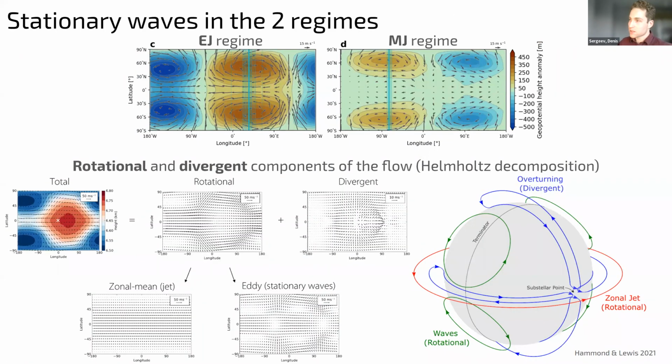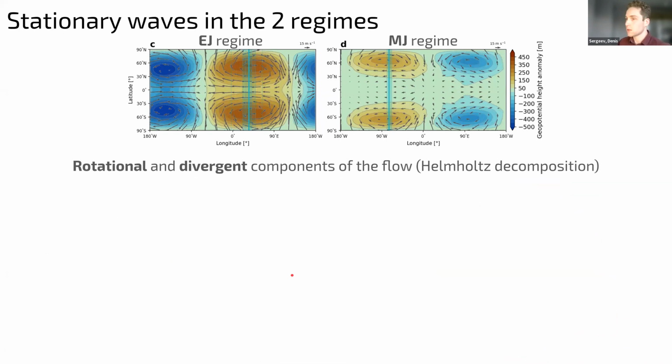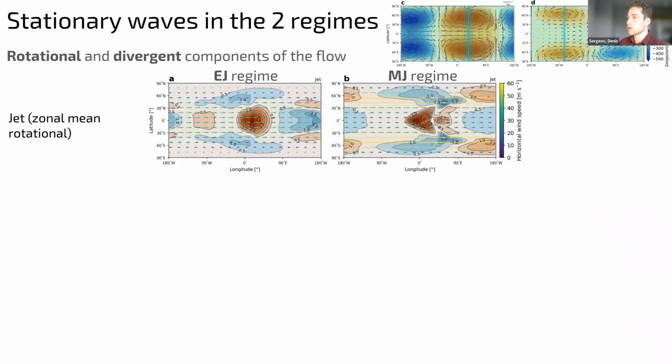Another way to look at these stationary wave fields is to look at rotational and divergent components of the flow, which can be obtained by Helmholtz decomposition, which was very well discussed in the paper by Hammond and Lewis in 2021. Essentially, what they do is decompose the total circulation into rotational and divergent parts, and then average the rotational parts zonally, which produces the zonal jet, and the deviation from the zonal mean produces the stationary wave pattern. And it is indeed seen in our simulations quite clearly.